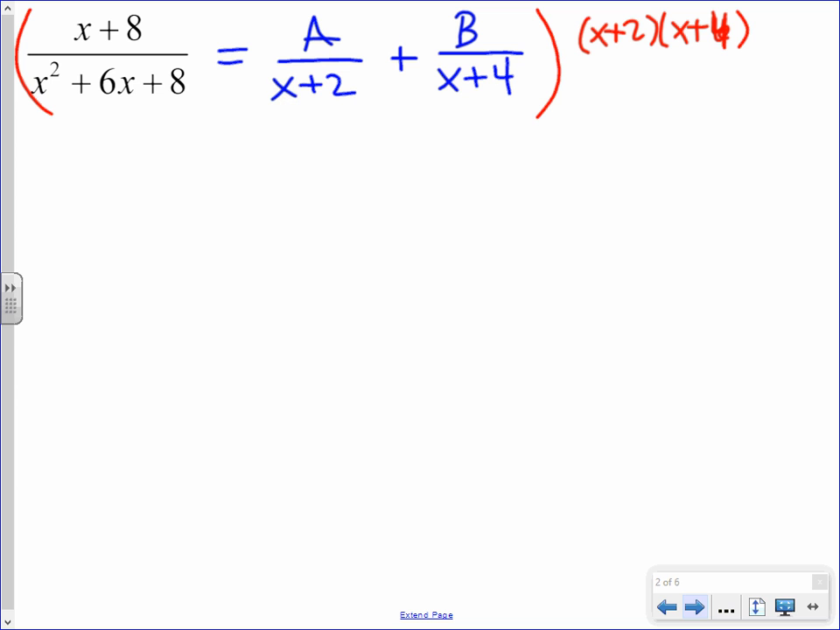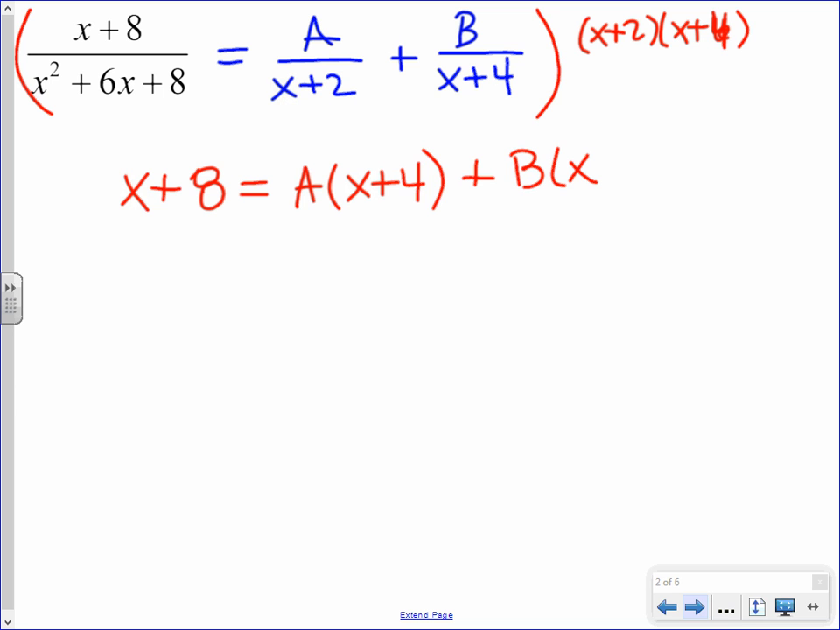Okay? So this is going to get rid of any fractions. x plus 2 times x plus 4 cancels out with this denominator, so we're left with x plus 8. Here the x plus 2's cancel out, and A is left to be multiplied to x plus 4. And here the x plus 4's cancel out, and so B is left to be multiplied to x plus 2. Does everyone understand what just happened there?